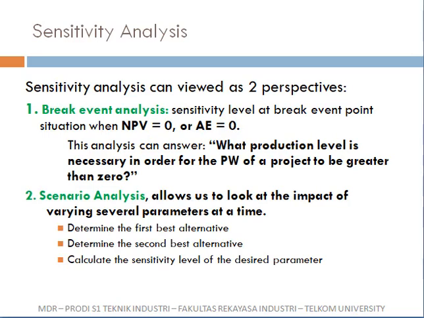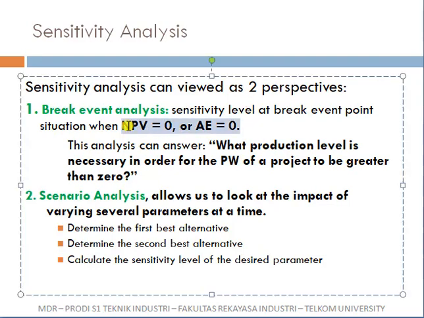For example, the first one is that sensitivity analysis can occur when the break-even analysis happens. And the BEP situation can occur when the NPV equals 0 or the annual equivalent is 0. And this analysis can answer, for example, what production level is necessary in order for the present worth of a project to be greater than 0.